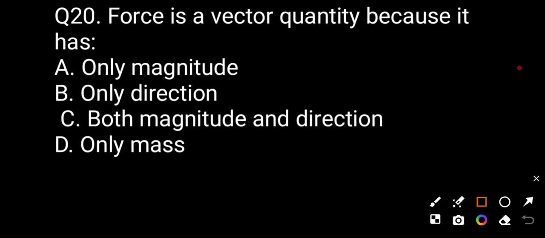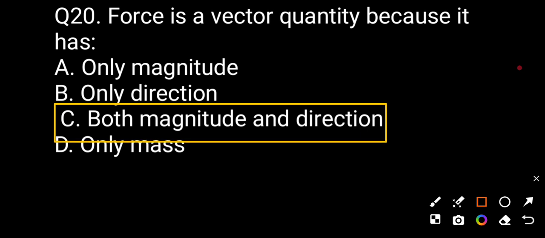Question number 20, the last question. Force is a vector quantity because it has: option A, only magnitude; only direction; both magnitude and direction; option D, only mass. The correct answer will be both magnitude and direction.